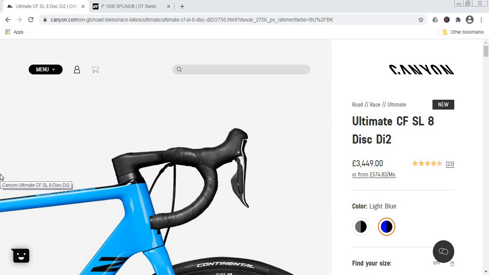In this episode, let's talk about the 2021 Canyon Ultimate CF SL8 Disc Di2 road bike. As you already see, it's a classical mouthful of bike names for this Canyon Ultimate road bike.